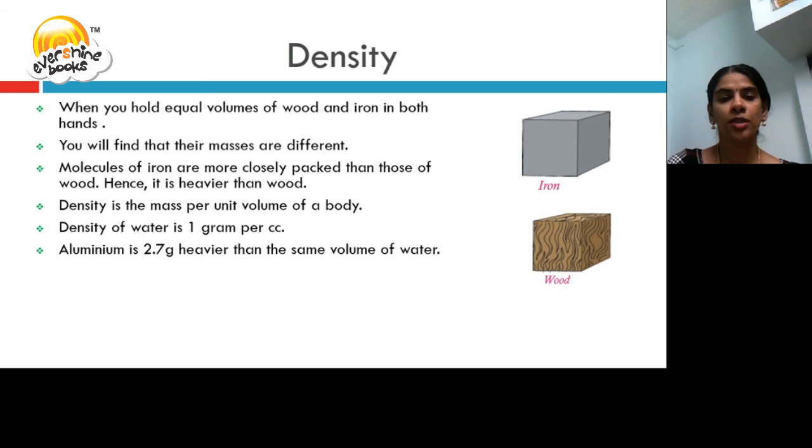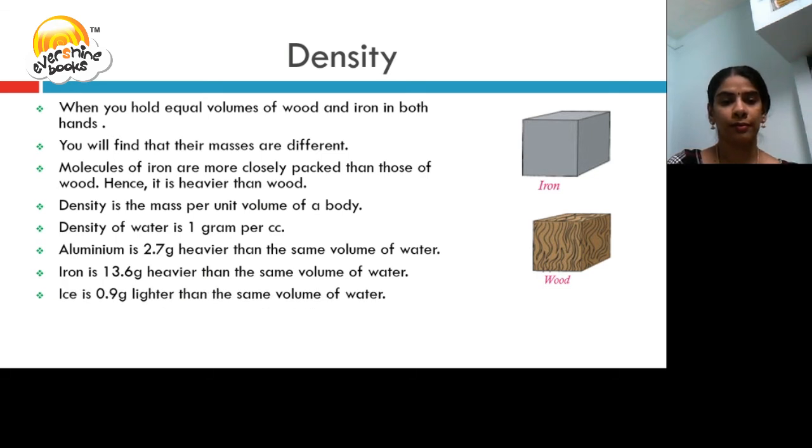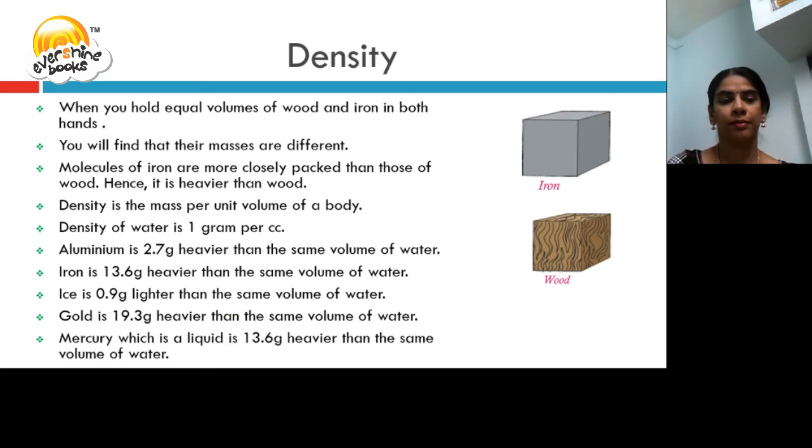Aluminium is 2.7 times heavier than the same volume of water. Iron is 30.6 times heavier than the same volume of water. Ice is 0.9 times as heavy, that is, lighter than the same volume of water. Gold is 19.3 times heavier than the same volume of water. Mercury, which is a liquid, is 13.6 times heavier than the same volume of water.